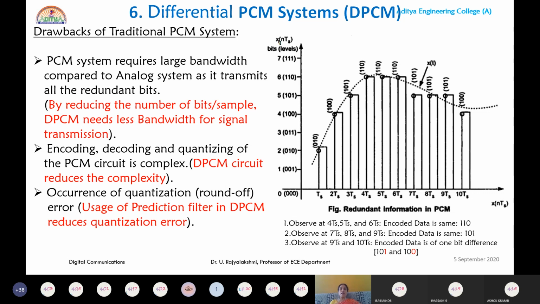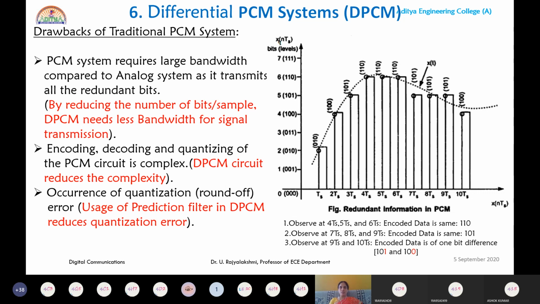So that's why at 4TS, 5TS and 6TS, I represented some 3 points down on the graph. Please observe the magnitudes of the sampled information at 4TS, 5TS and 6TS. What is the magnitude? It is 6. It is directly equal to 6. So the magnitude is the same for all 3 sampling intervals.